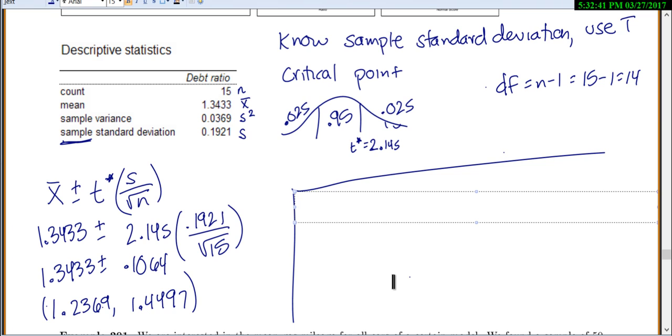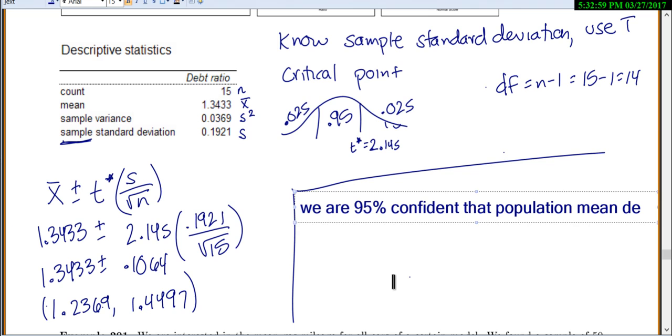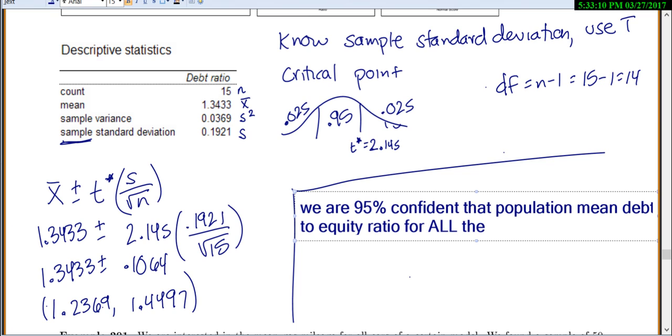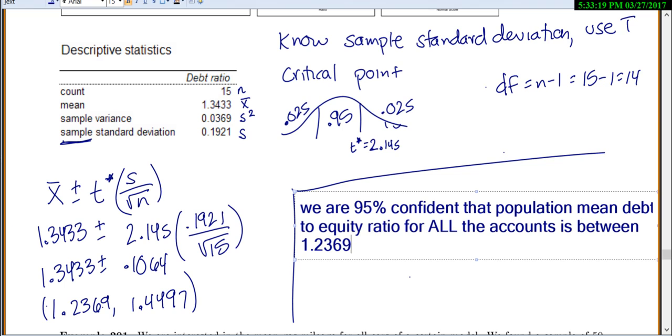And how do we interpret it? So interpretations will be the same. What we're going to say is we are 95% confident that, and we're always 95% confident that it's the population mean, or the mean for all of the accounts. Okay, so the population mean, we're talking about debt to equity ratio, for all the accounts, is between 1.2369 and 1.4497.